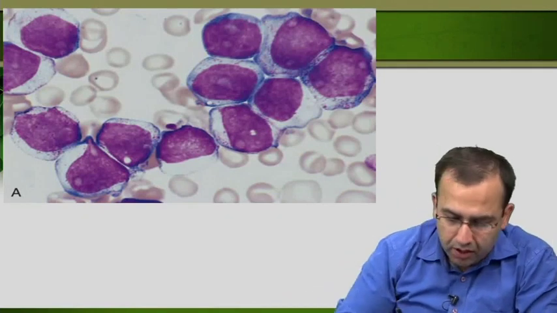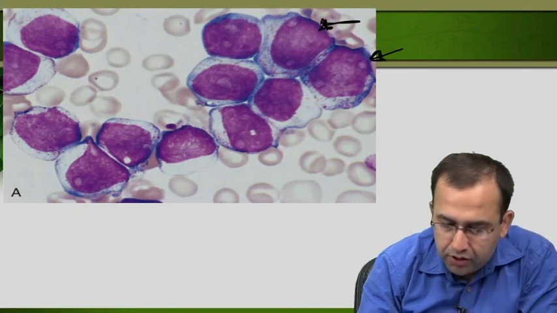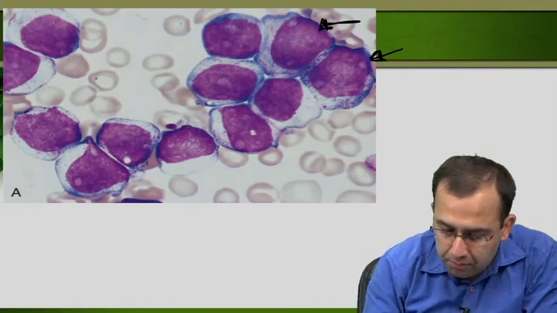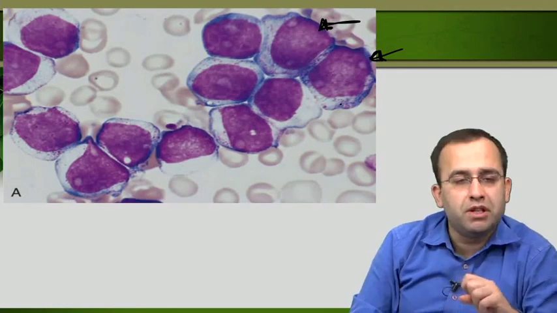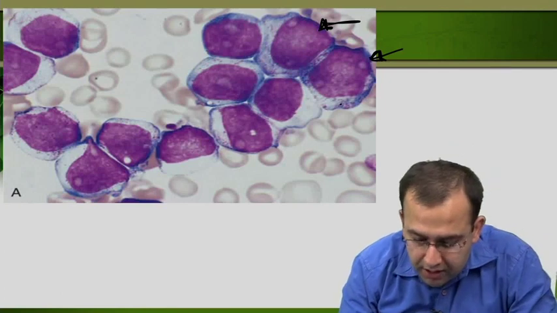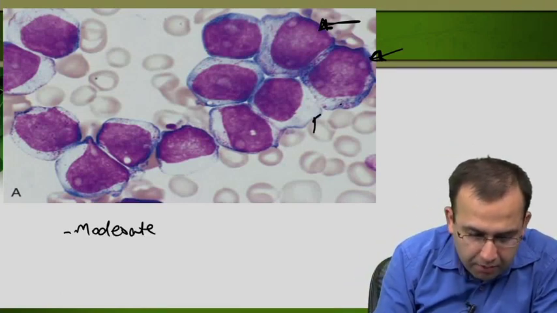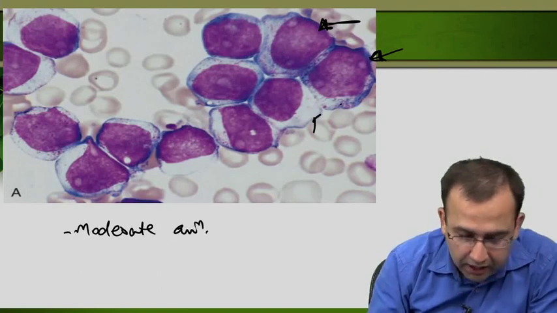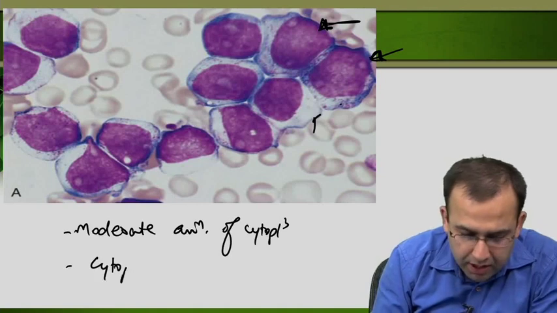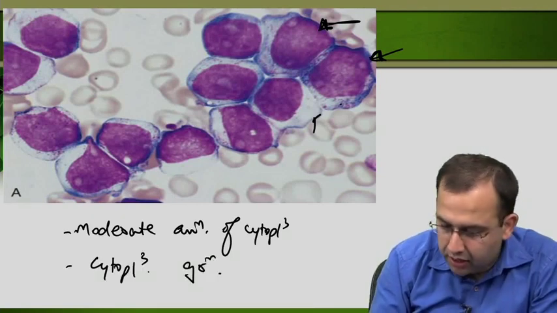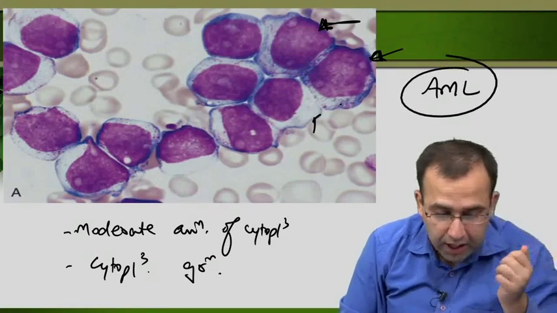Again, a peripheral smear showing the presence of large cells, 2.5 to 3 times the size of an RBC, moderate amount of cytoplasm with cytoplasmic granules. Nahi bache, this is not ALL. What you see, cytoplasm is moderate in amount. Not CLL. Moderate amount of cytoplasm with cytoplasmic granules. Diagnosis AML. I had varied answers: multiple myeloma, APML, CLL.